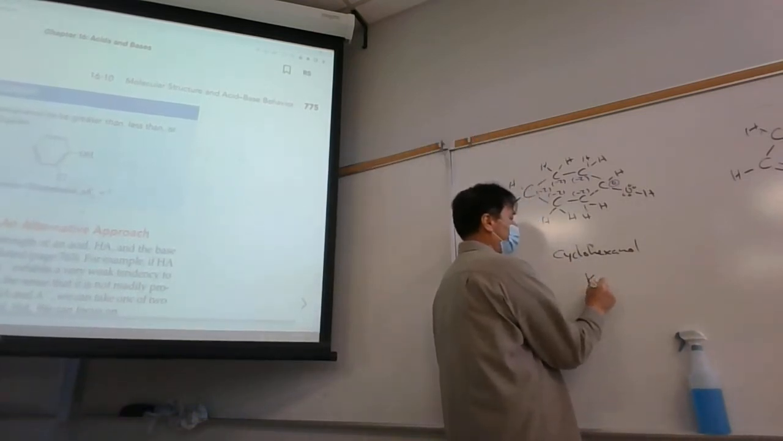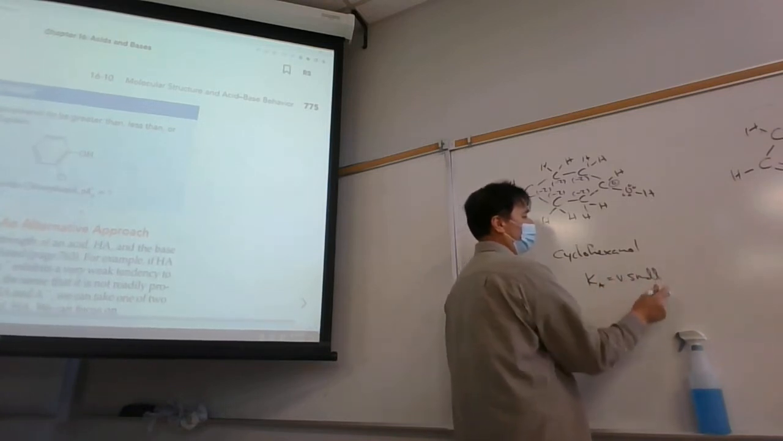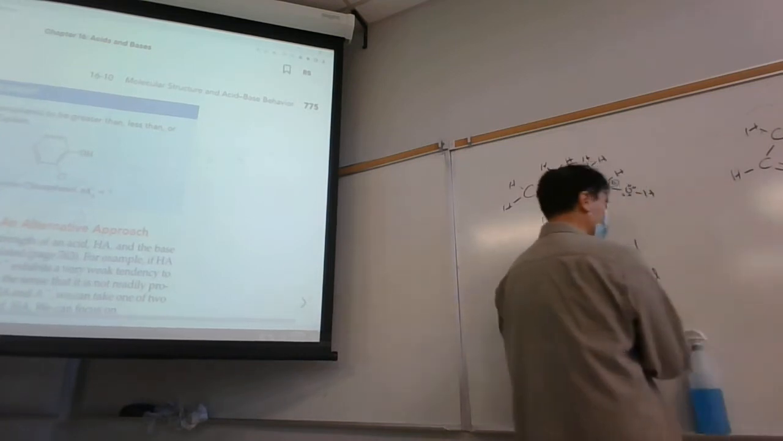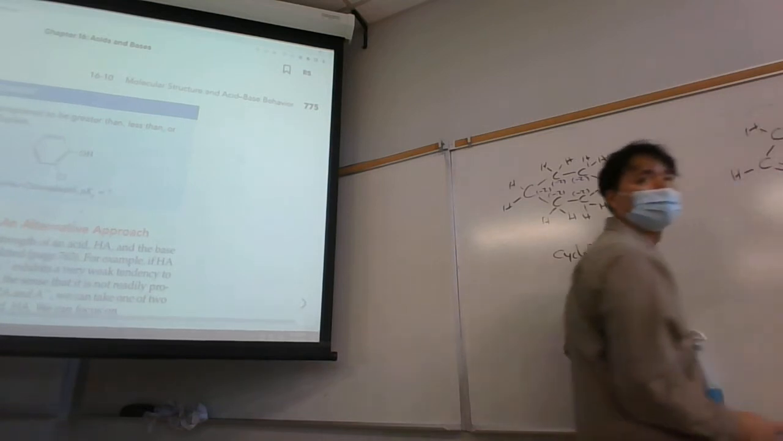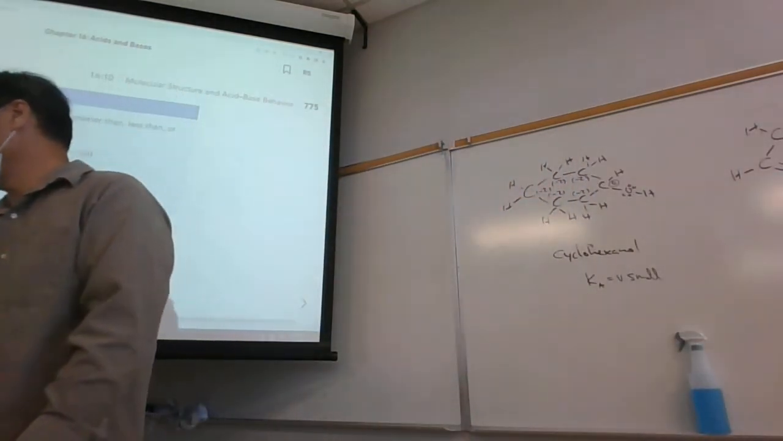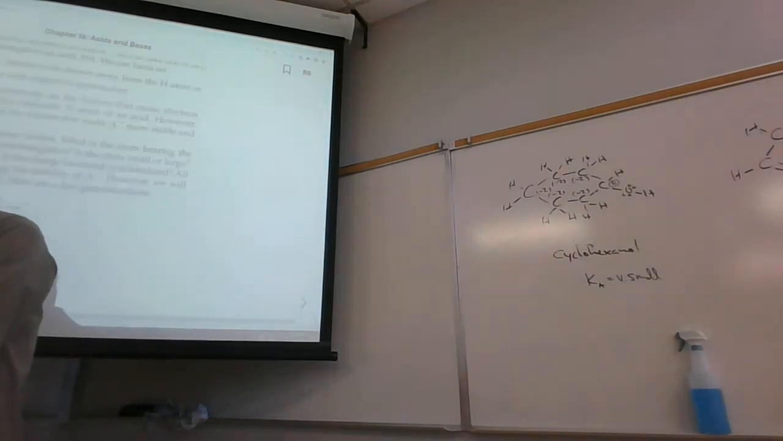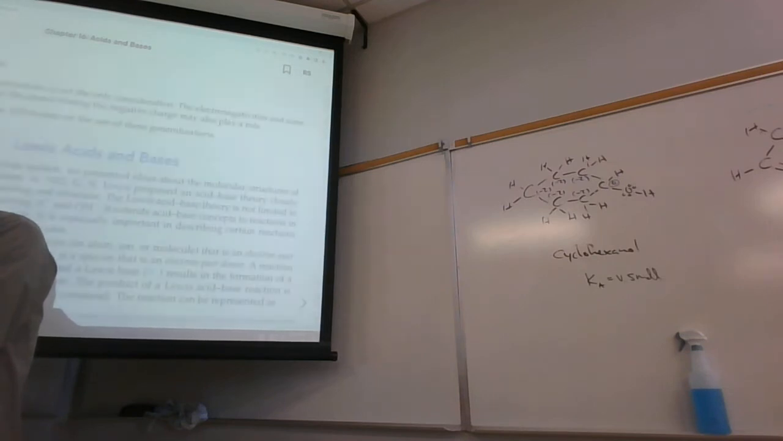The Ka for this is very small, like 10 to the minus 20. The Ka for this, though, is quite a bit larger, 10 to the minus 10, which means it's significantly stronger than cyclohexanol. And so, what could be causing that?